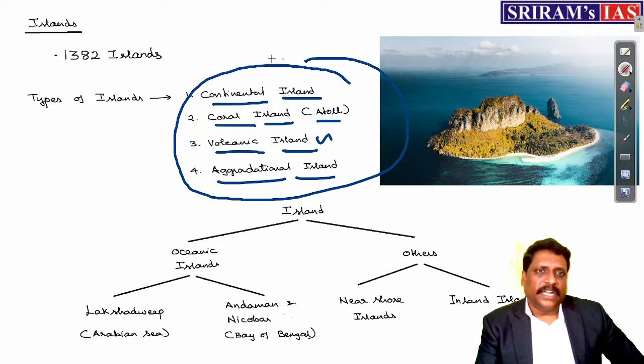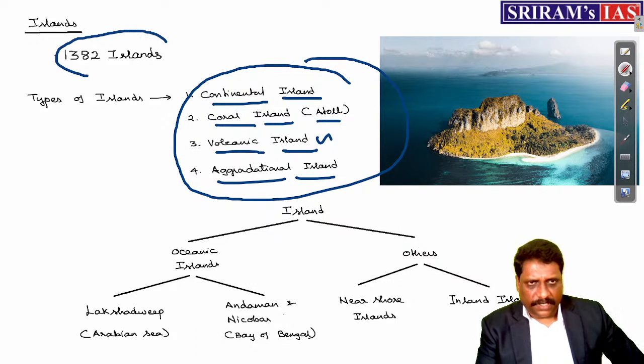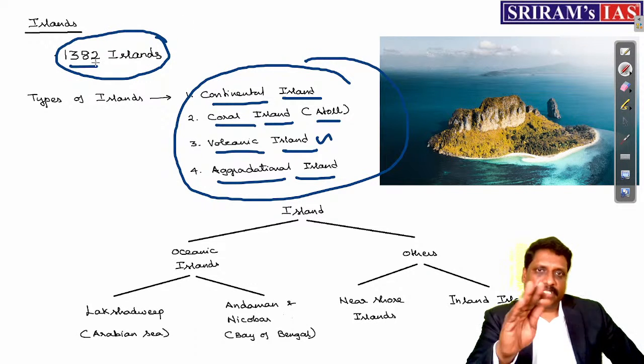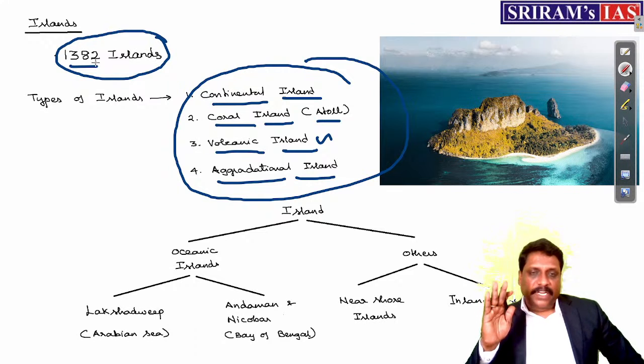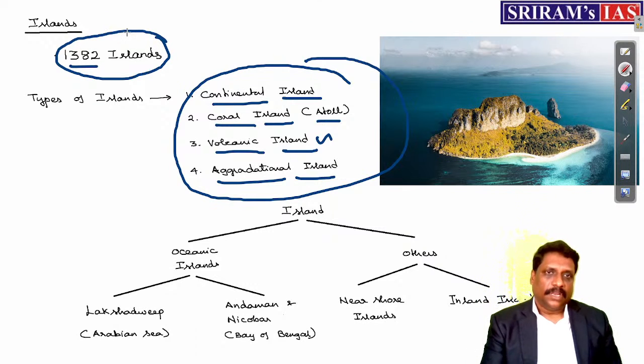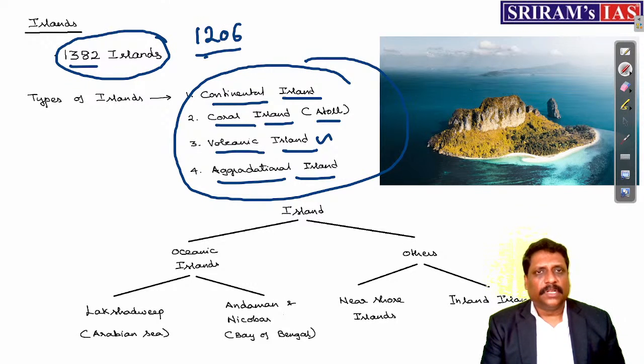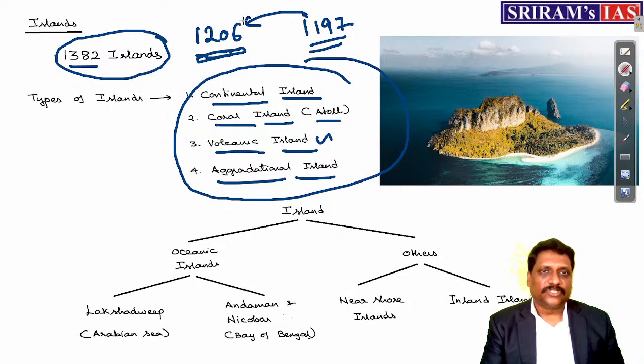And if you ask me, in India, how many islands do we have? Official record says, as of now, there are about 1,382 islands. This is the official record. The number of islands may change every now and then. Last year, my dear friends, even this information will be there in, for example, NET. Last year, according to the official data, it was 1,206 islands. Before that, it was 1,197 islands. Every time you see that the number of islands is growing.